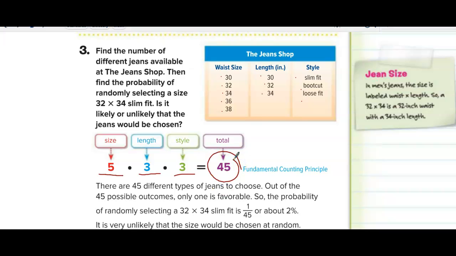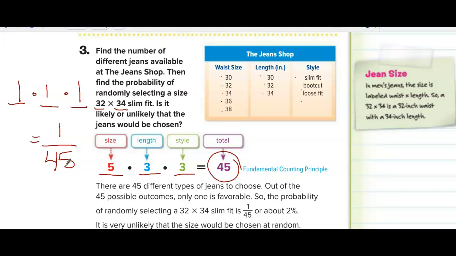But then we have to go through and find out what's the probability of selecting a specific one. So how many options do you have where the size is 32? 1. How many options do you have where the length is 34? 1. How many options do you have where the style is slim fit? 1. So 1 times 1 times 1 is 1. So I have 1 out of 45.